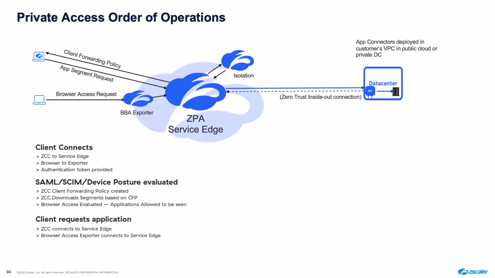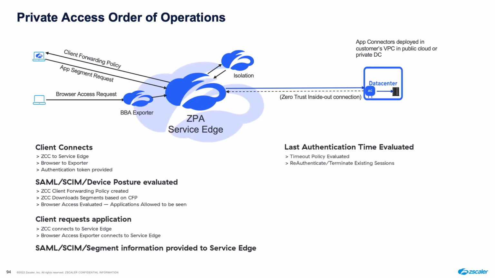The user makes a request for an application, and so the client then connects to the application. The Client Connector connects to the Service Edge and the request is made, or the user makes the request from the Service Edge from the exporter. Once again, as part of every transaction, the SAML, SCIM attribute, and segment information is provided and that policy is evaluated. The first thing that's going to be evaluated is the time policy. Should the user re-authenticate based on these timeouts?